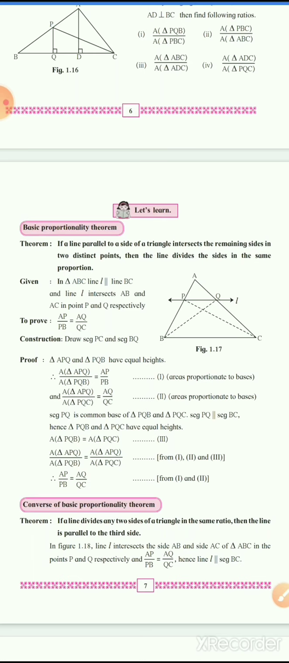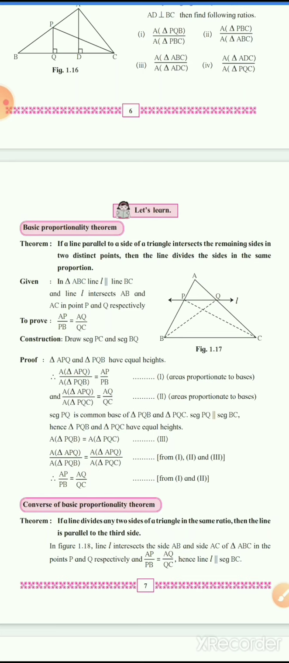So, their areas are also equal. So, area of triangle PQB is equal to area of triangle PQC. Why? Because we know our fourth property. What is our fourth property?